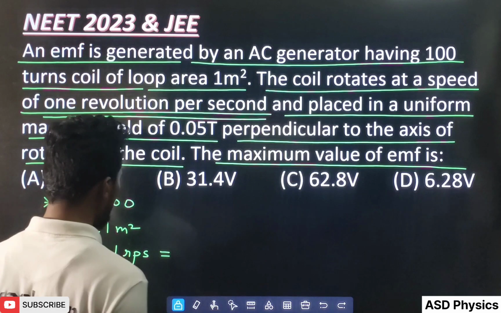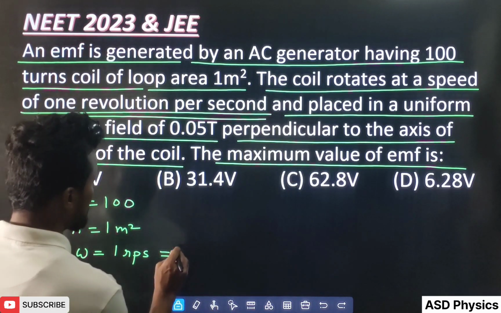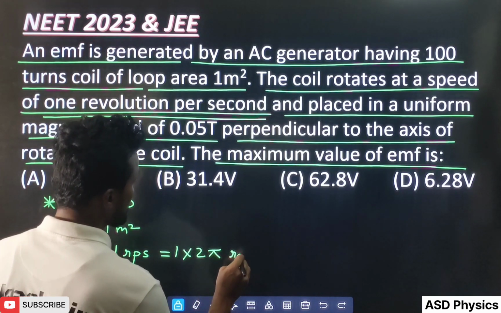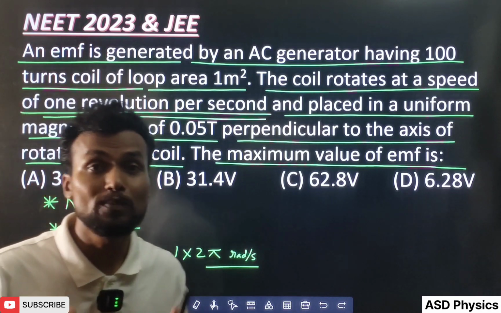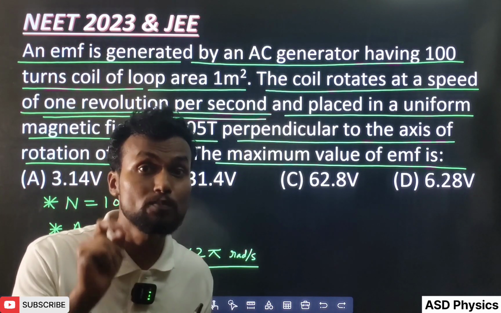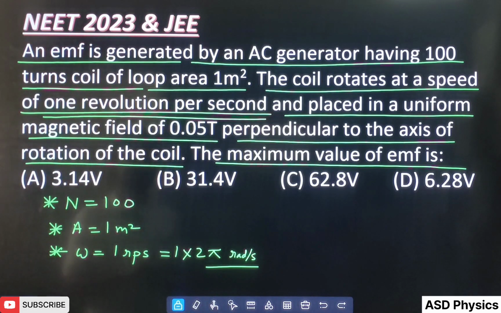So to convert RPS into radian per second, we have to multiply with 2 pi. When I do 1 into 2 pi, it becomes radian per second. RPS to radian per second, we multiply with 2 pi, and RPM to radian per second, we multiply with 2 pi by 60. Remember that.